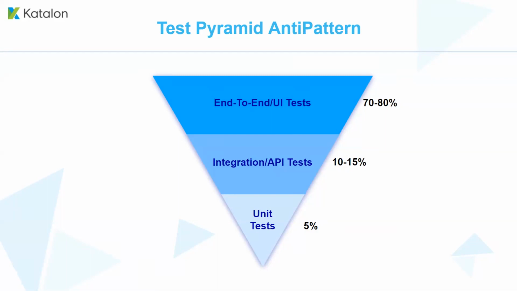So yeah, that's what is happening in a lot of organizations. They have a reverse pyramid approach. They do a lot of tests at the end-to-end layer, relatively few at the API layer, and the bare minimum at the unit test level, which is such a bad practice.